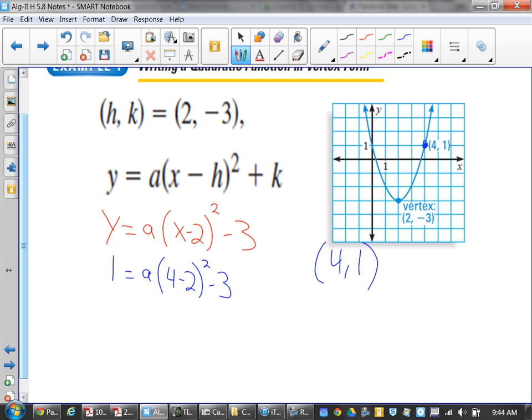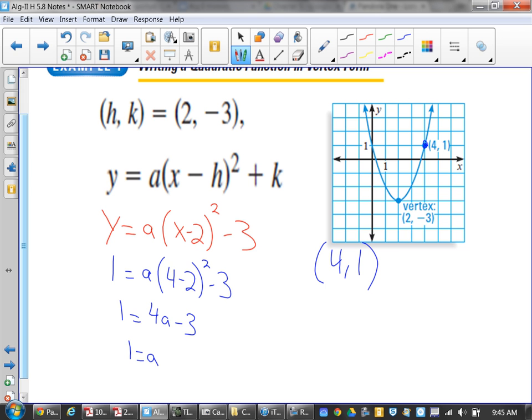So you're basically given 4 out of the 5 variables in that whole jumbled equation of vertex form: y equals a times x minus h quantity squared plus k. You've got 4 of the 5. Find the 5th one and rewrite. So this is where math gets fun. What's 4 minus 2? 2. What's 2 squared? 4. Good. So we have 1 equals 4a minus 3. What's a? 1. So now you can write your equation.